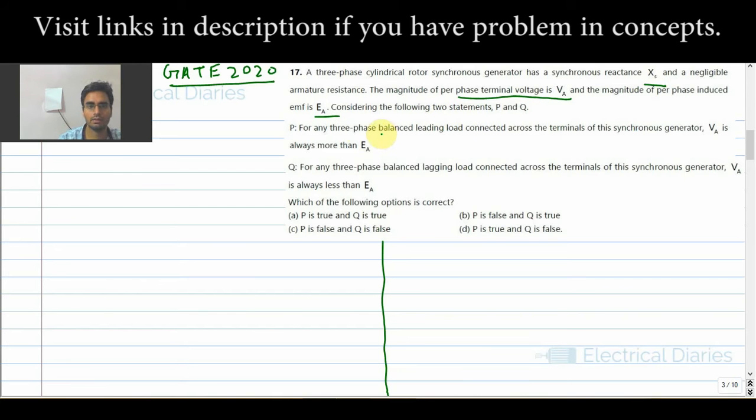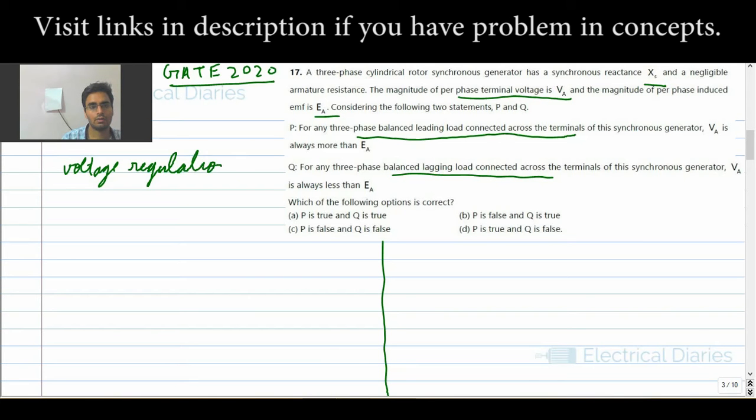Now it is asking, for any 3-phase balanced leading load connected across the terminals, VA is always more than EA. And the next one is for any three-phase balanced lagging load, VA is always less than EA. See here the things are asked about the relation between VA and EA. So one thing that strikes my mind is that it is the comparison between the terminal voltage and the excitation voltage or the no load voltage. So the voltage regulation thing comes to my mind.